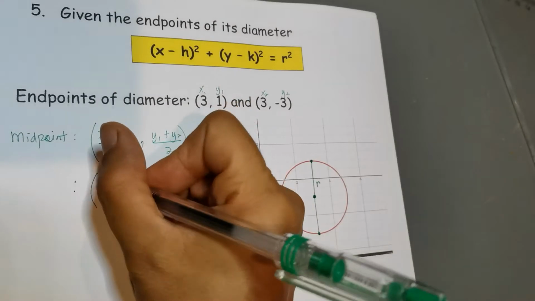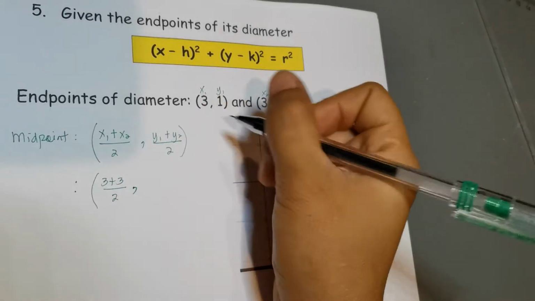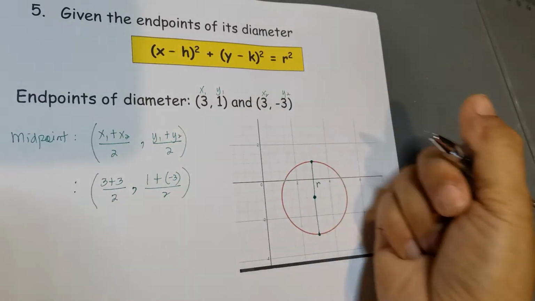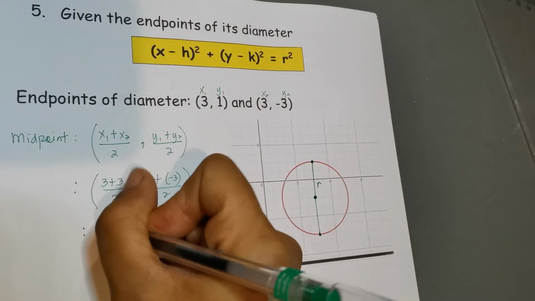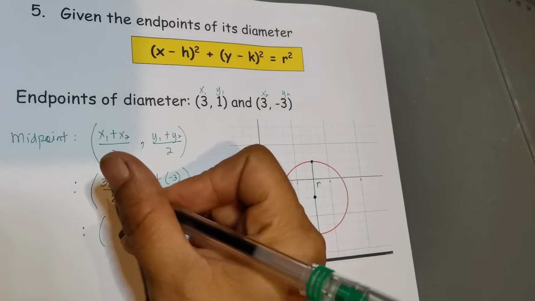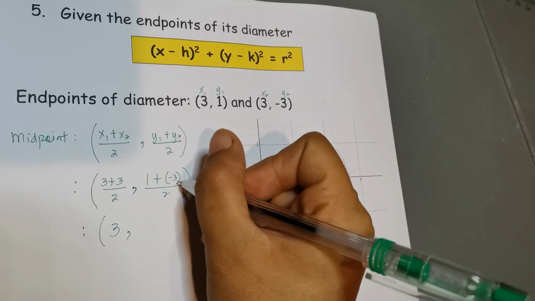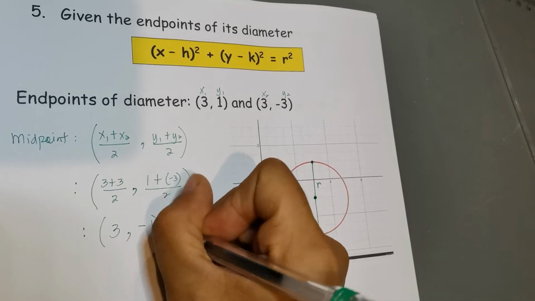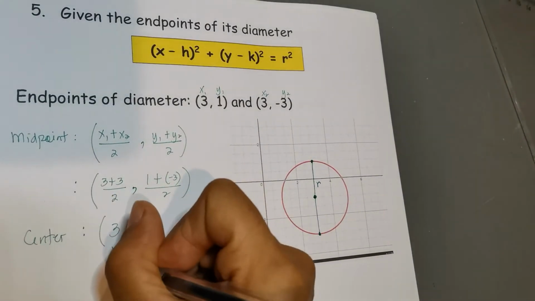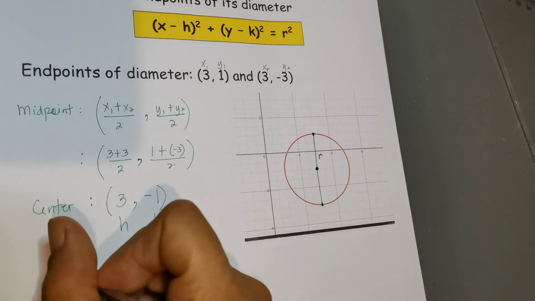Okay, so our x sub 1 is 3 plus x sub 2 is 3 divided by 2. And then we have y sub 1 is 1 plus y sub 2 is negative 3 divided by 2. Then simplifying that, we can already have the coordinates of our center, which is the midpoint of these 2 points. 3 plus 3 is 6 divided by 2 is 3. Then 1 plus negative 3 is negative 2 divided by 2 is negative 1. Yay! We already have the coordinates of our center. So this is our h and this is our k. Ayan. And so ang kulang na lang natin ay yung r.